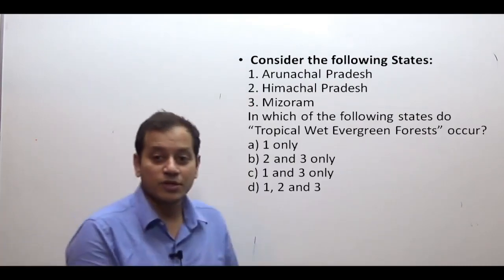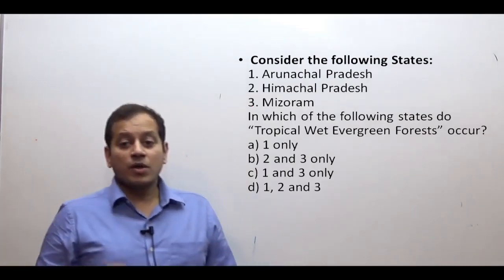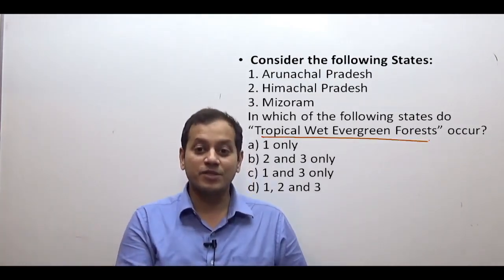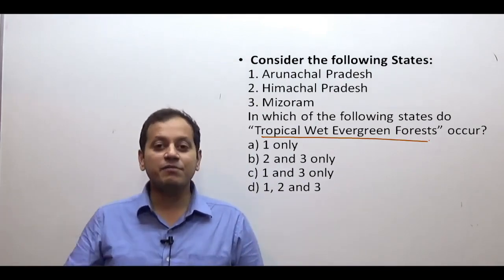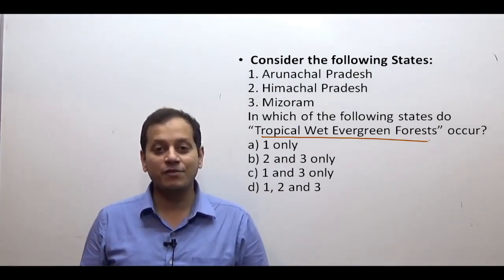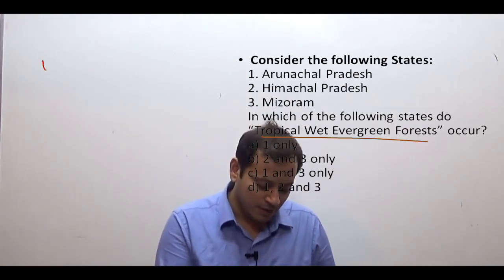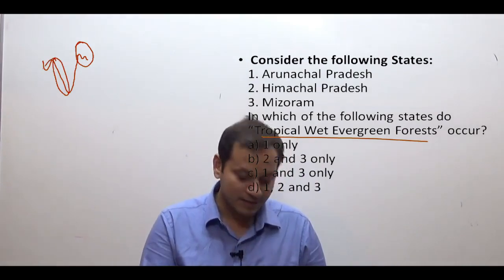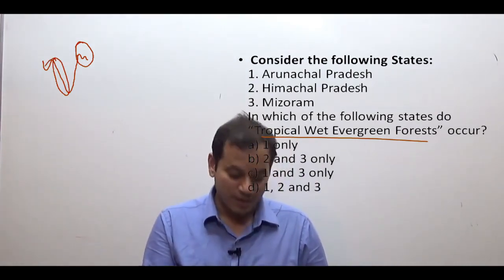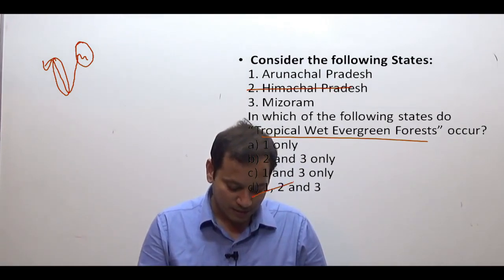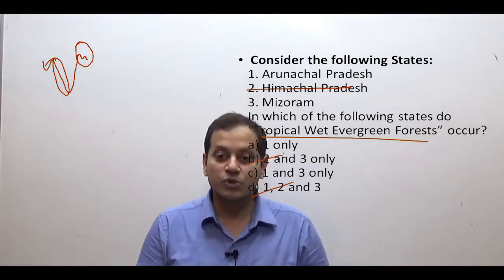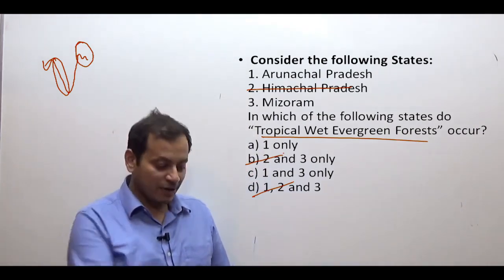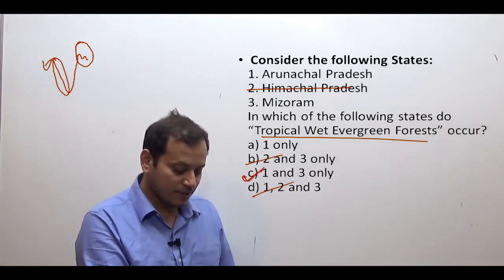Let us go to the next question. In which of the following states do tropical wet evergreen forests occur? So they are asking you three states. What we know is that the tropical wet evergreen forests occur in the eastern Himalayas and the Western Ghats region. So where is Himachal Pradesh? Himachal Pradesh is not there. So cancel option 2. What are the others? Arunachal Pradesh and Mizoram, the entire northeast India. So the answer becomes C, 1 and 3 only.